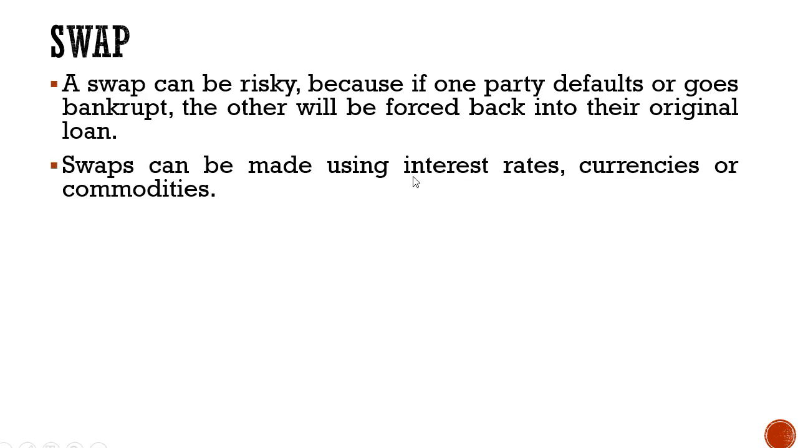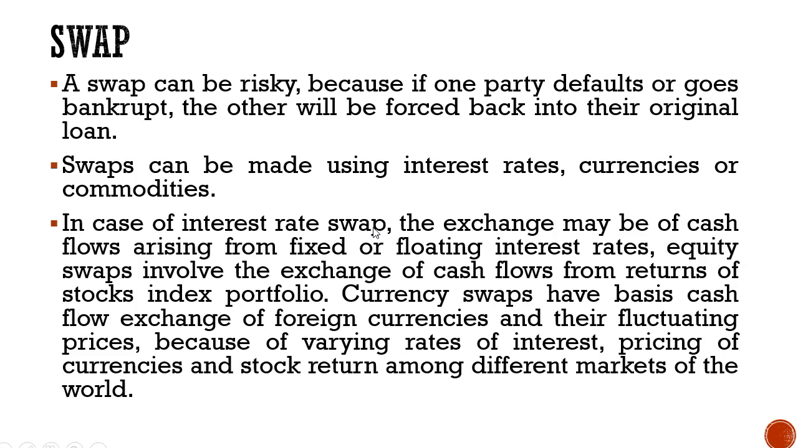Now, there are different types of swaps. Swaps can be made using the interest rate, which I already explained with the previous example. It can also be done through currencies or commodities. In case of an interest rate swap, the exchange may be of cash flows arising from fixed or floating interest rates. This we already learned through the previous example. Under interest rate, you can swap between fixed and floating interest rates. Under equity swap, it involves the exchange of cash flows from returns of stock index portfolios.